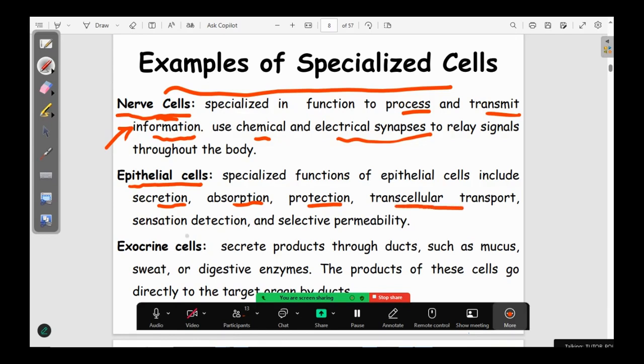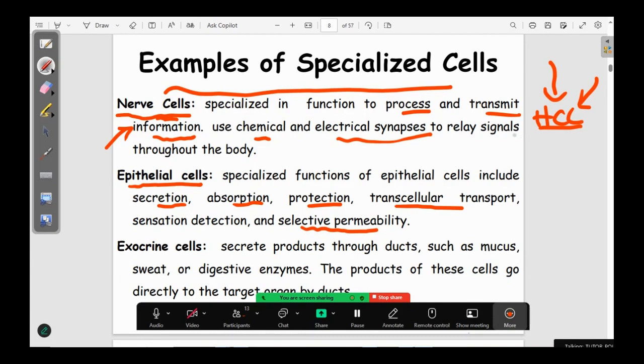For example, when you eat food and it goes into the stomach, some fluids will be produced. You have hydrochloric acid that is produced in the stomach. These specialized cells are the ones that secrete or produce this what? Hydrochloric acid in your stomach. That hydrochloric acid will be responsible for neutralizing any basic thing that you have in your stomach. And then absorption, they will also help.